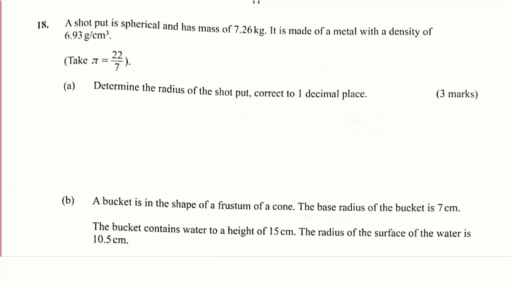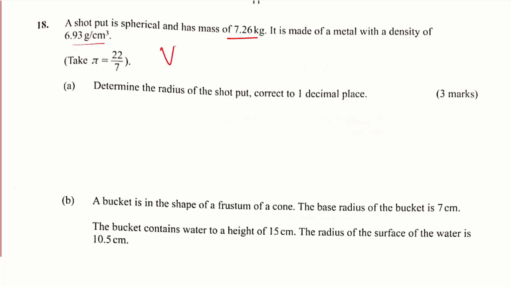Now the first thing you're going to do is to check what you're given. We are given the mass of the shot put, which is given in kgs, and then the density is given in grams per centimeters cubed. So we need to know, given mass and density, how do we get the radius? To get the radius, we need to get the volume of this spherical shot put.